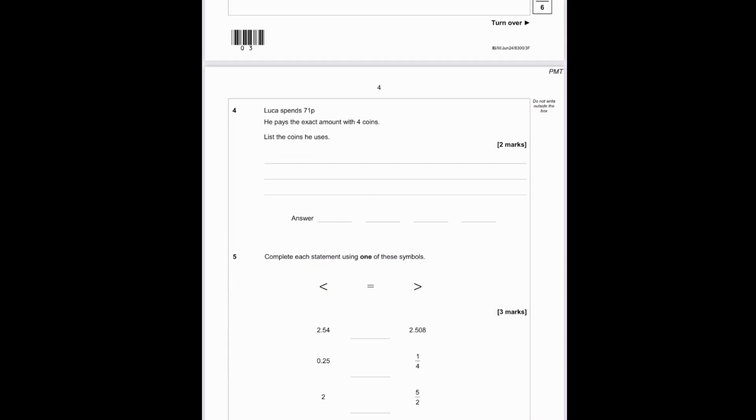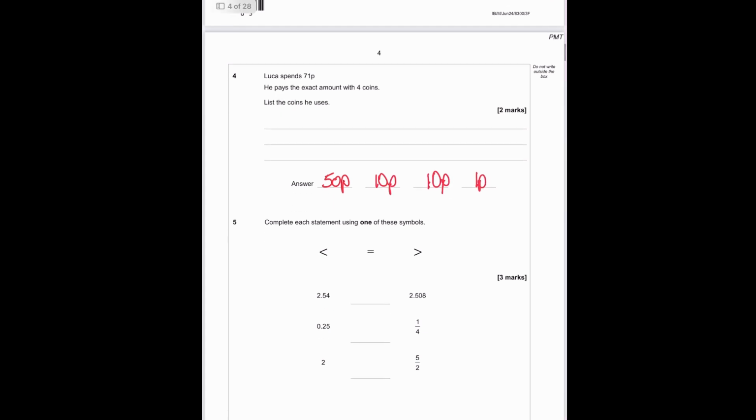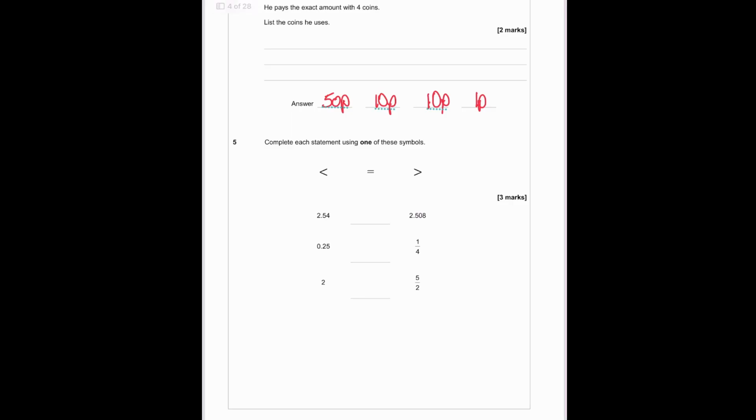Spends 71 pence. He pays the exact amount with 4 coins. List the coins he uses. So you could have a 50 pence piece, 10 pence, another 10 pence, and a 1 pence. Complete each statement using one of these symbols. 2.54 is greater than 2.508. 0.25 equals a quarter, and 2 is less than 5/2.